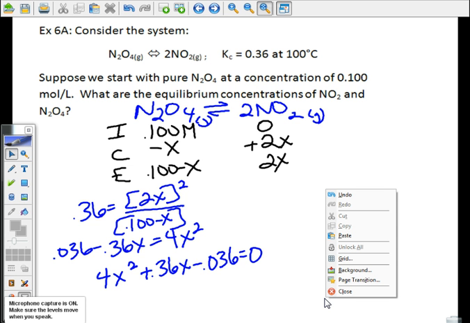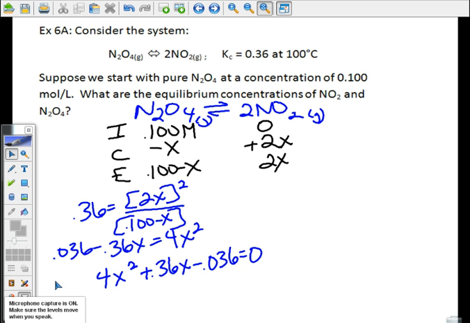When you do the quadratic equation, how many answers do you get? You usually get 2 roots. How are you going to know which is the correct answer? If you got a negative value as one of your roots, that wouldn't work because that would be a negative molarity. If both are positive and one of them is greater than 0.1, I can't have 0.1 minus x being negative. So you can rule out roots that way.